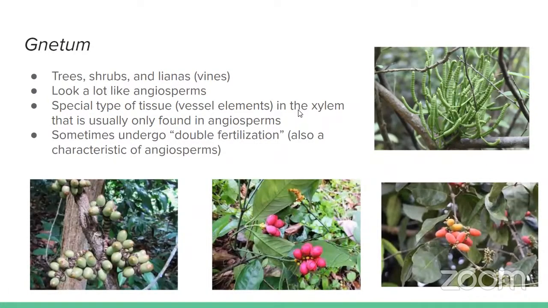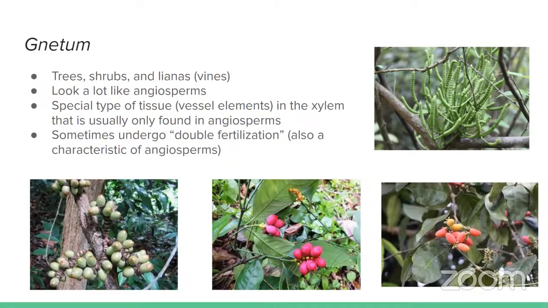So the first one I'm going to mention, because this is why I was talking to you about wood, is Needham. This is a group of trees, shrubs, and lianas. Lianas are big, thick vines that you'll find in rainforests that look a lot like angiosperms, even though we think that they are gymnosperms. And one of the ways in which they quote unquote look like angiosperms is they do have those vessel elements in the xylem rather than just the tracheids.